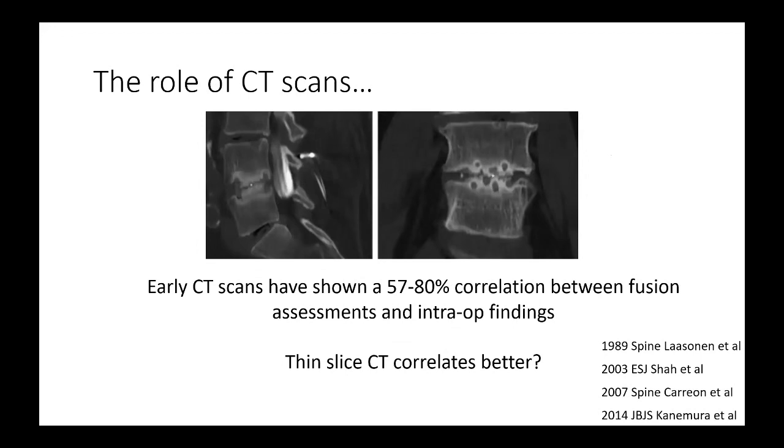So I think that the literature really identifies CT scans as having the highest correlation between fusion and intraoperative finding. And then thin slice CT has really improved these percentages even more. Some studies have quoted 98% or 95% correlation or better, because you can see bridging trabeculation in your interbody cages, and you can't really see that on x-rays.